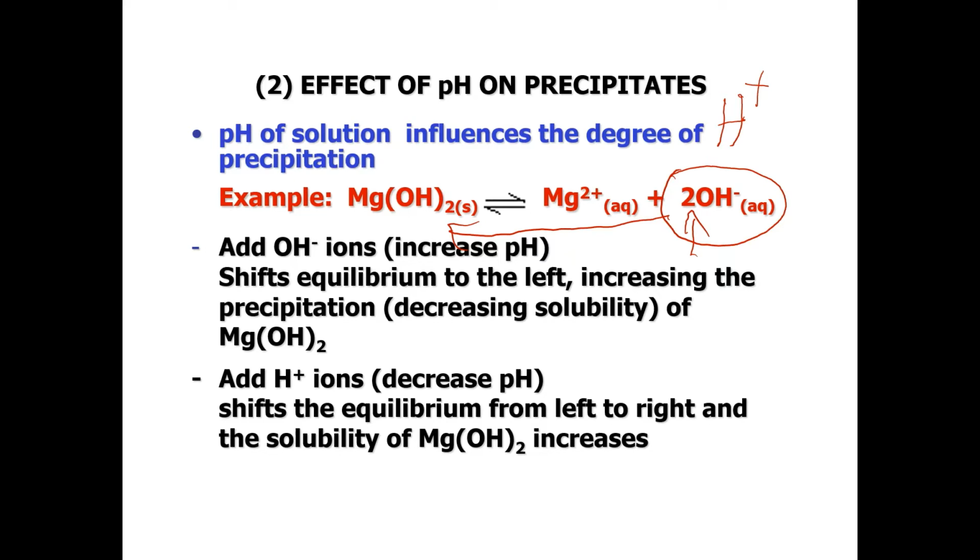What happens when you add H plus? When you add H plus, it will react with the OH minus. So the concentration of OH minus decreases. So what happens? More magnesium hydroxide will dissolve to replace the OH minus that had been lost. So what happened to the precipitate? Less precipitate will be formed. So the precipitate will decrease. So in the answer, it says that the solubility of magnesium hydroxide increases, or the precipitate decreases. So that is the effect of pH.